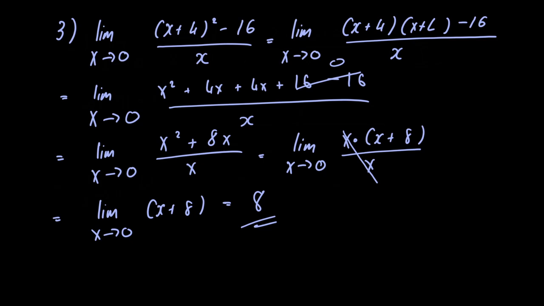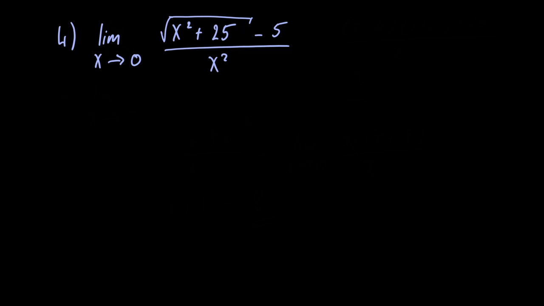For our fourth problem, let's try to solve the limit as x approaches 0 of the square root of x squared plus 25 minus 5, divided by x squared. So we can't just let x equal 0 because then our function is undefined as before. So let's try to rationalize the numerator. So we're going to multiply by the square root of x squared plus 25 plus 5, divided by the exact same thing.